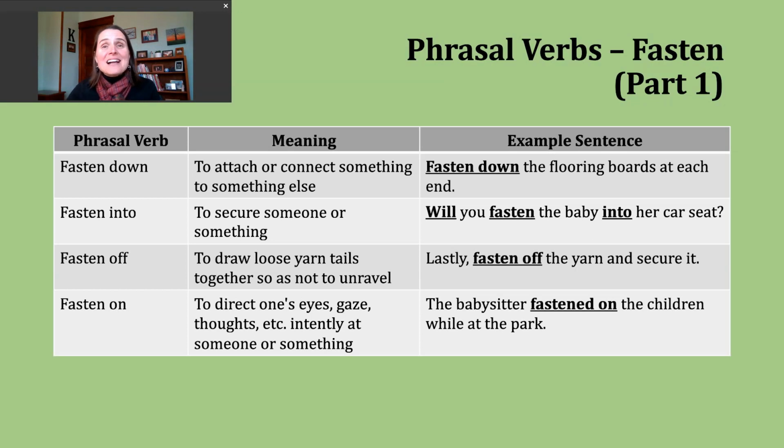Next phrasal verb we'll discuss is to fasten on. And the way this verb gets used is to move our eyes or our gaze, the way we're looking at something, or maybe even our thoughts, our mind, intently at someone or something. Right? So here we're really talking about kind of focusing how we're looking at someone or something, or how we're directing all of our thoughts in our mind.